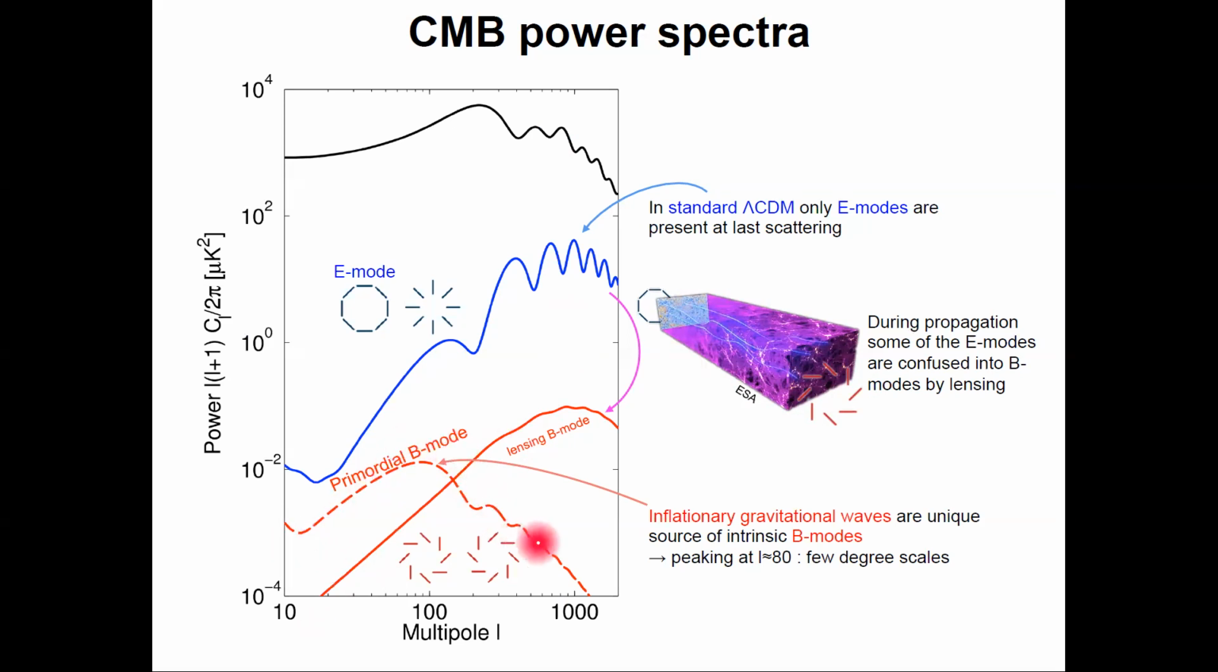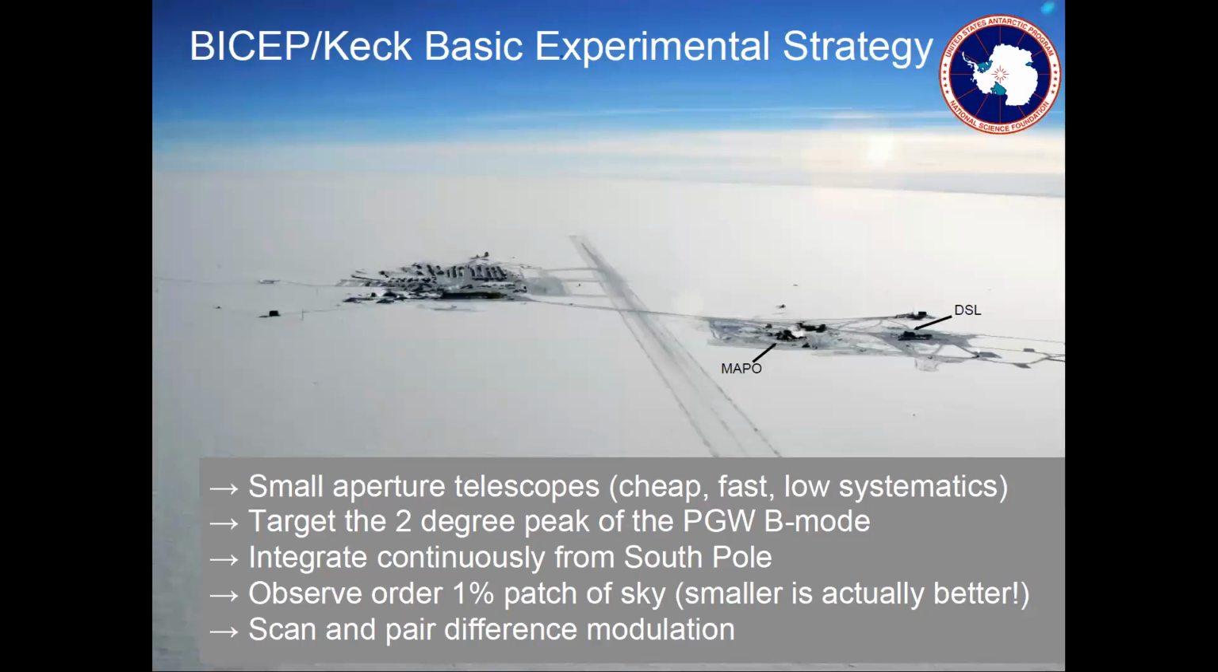We're after this primordial gravitational wave signal, shown here as the dashed line. It has a so-called recombination peak at L of 100. So that is what we're after with our experiments. There is also another peak down here at very low L, the reionization peak. We're not after that. We're after this elevated peak, the 2-degree angular scale, so about 4 times the size of the full moon in terms of angular size. So that sets the background.